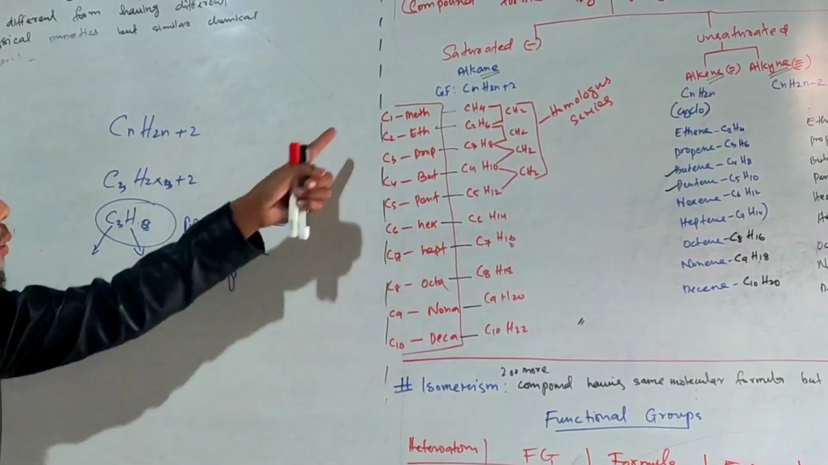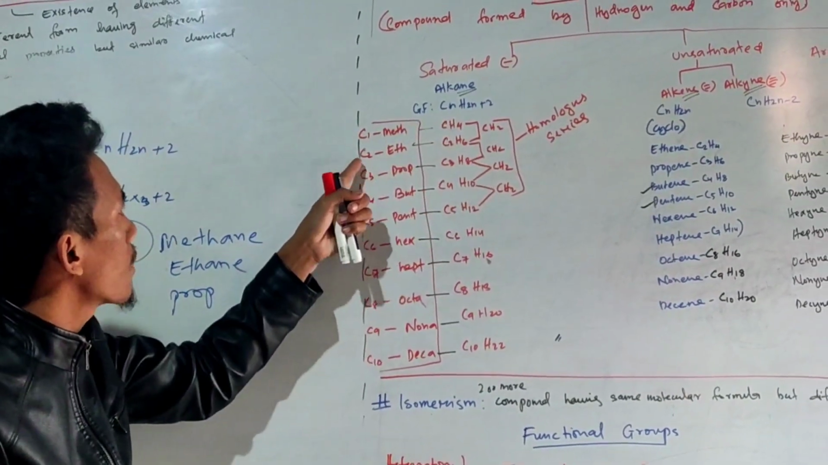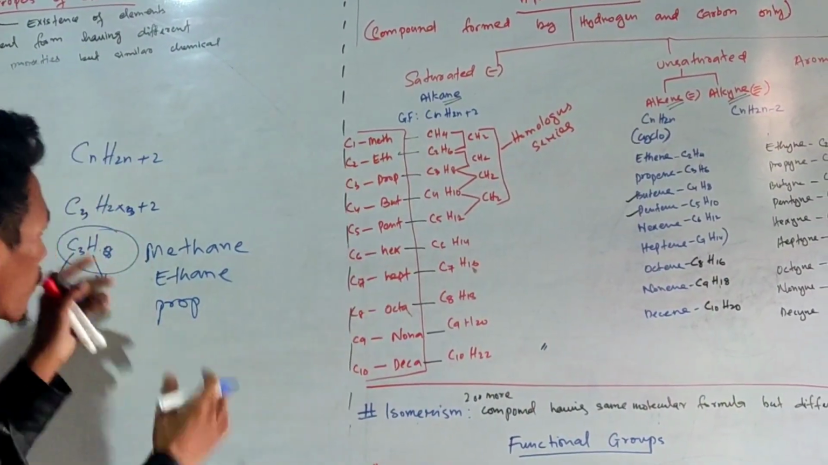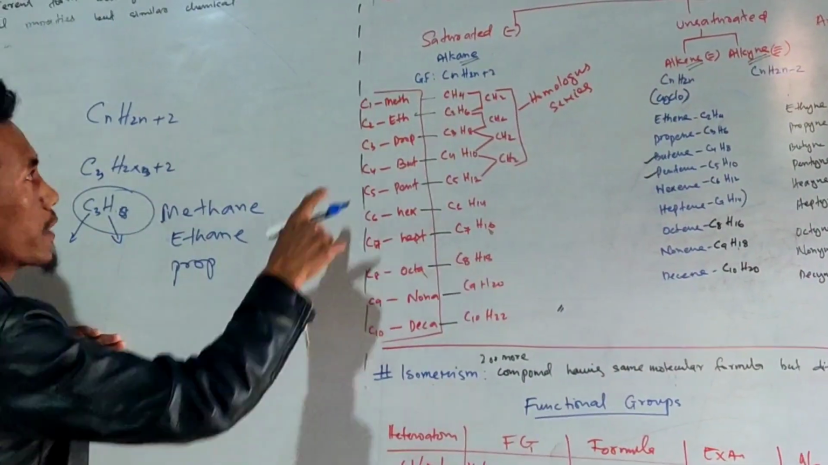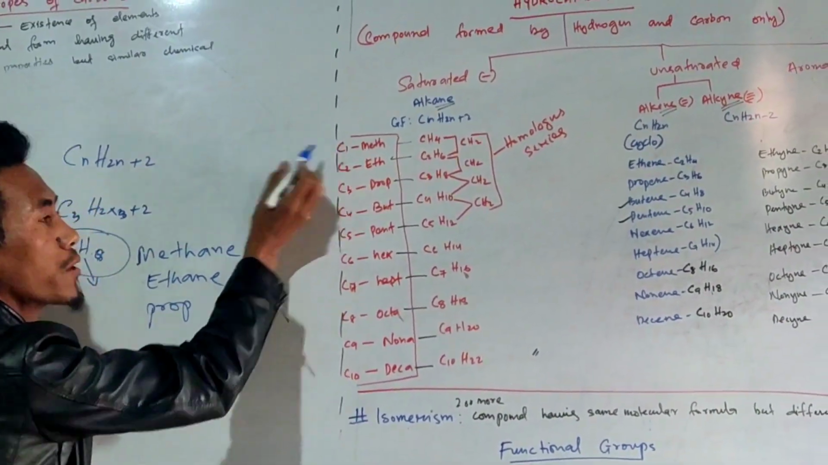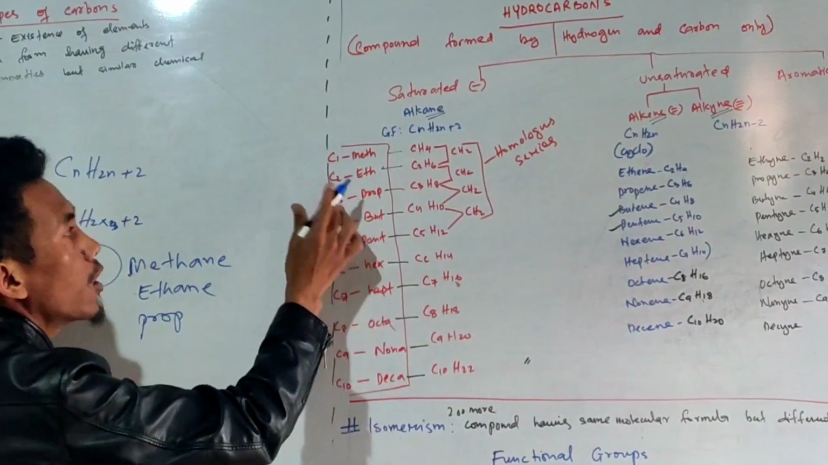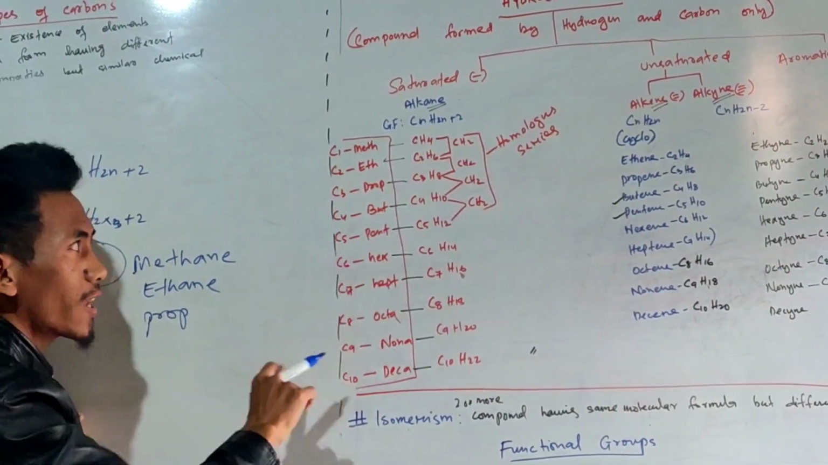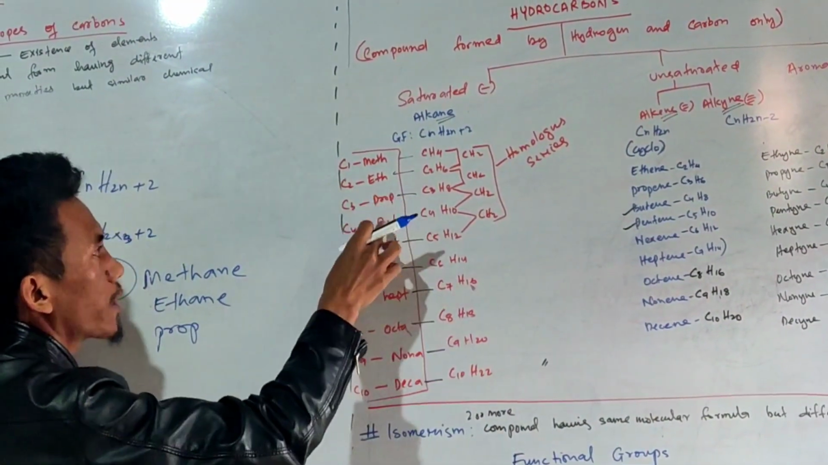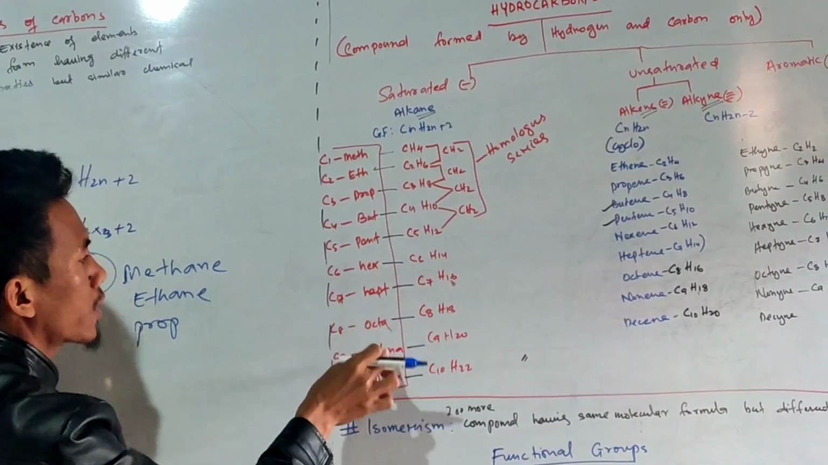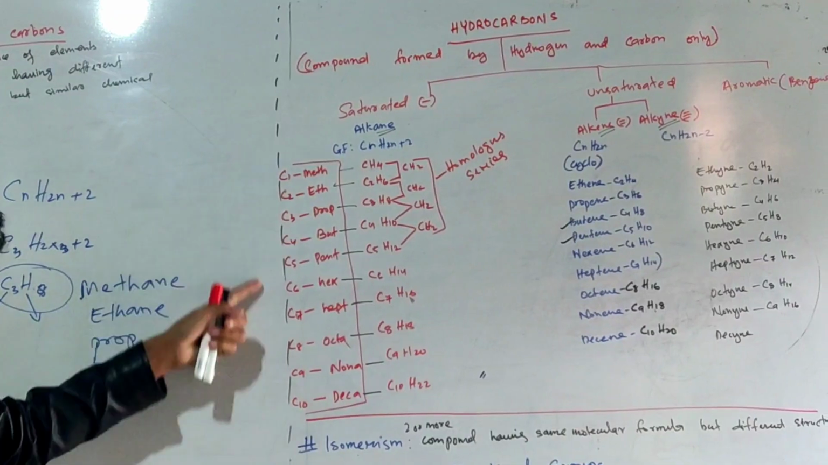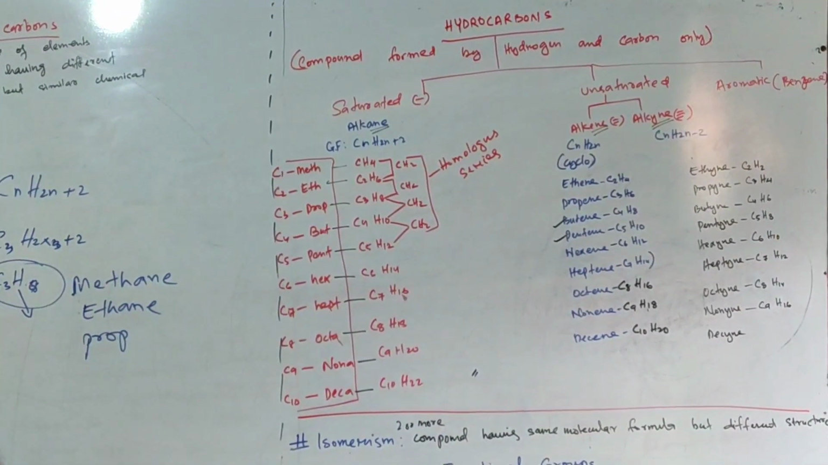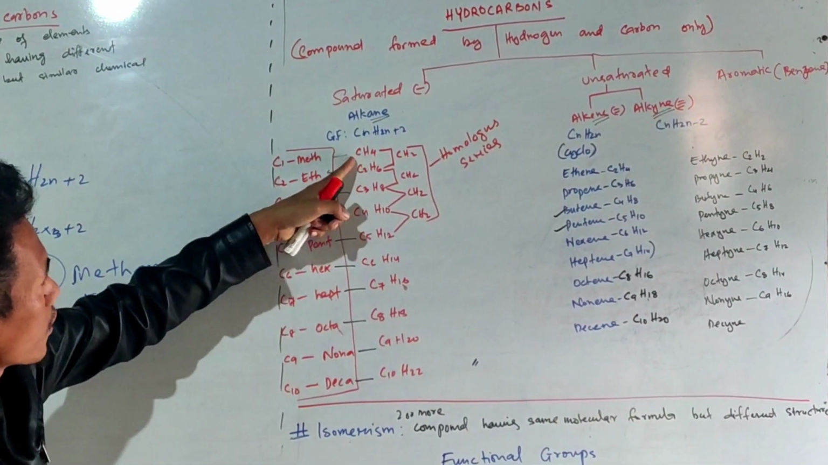So 1 carbon gives CH4, 2 carbons give C2H6. You can derive this from the formula. When 1 carbon is present in the compound, you say methane. When 2 carbons are present, ethane. When 3 carbons are present, propane, then butane, pentane, hexane, heptane, octane, nonane, decane. You should remember all this.